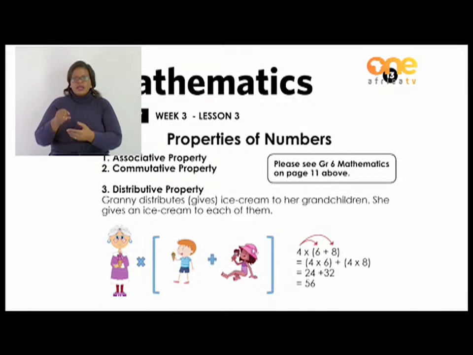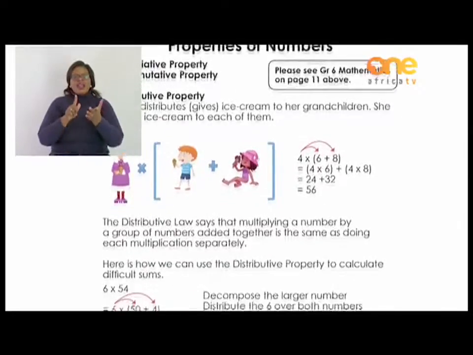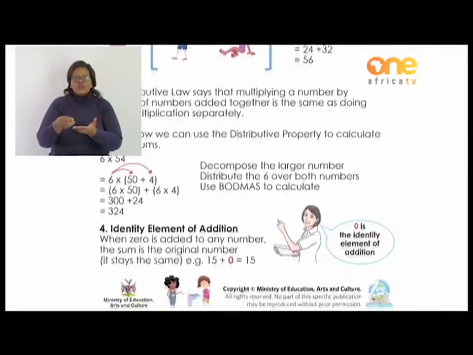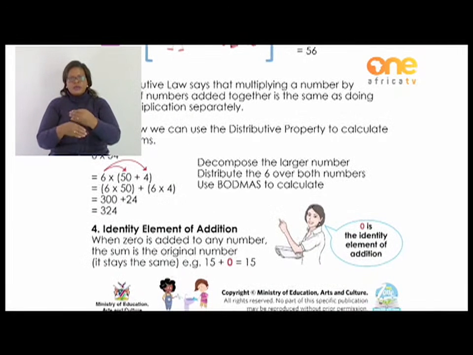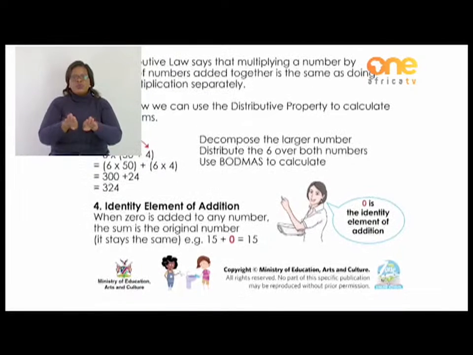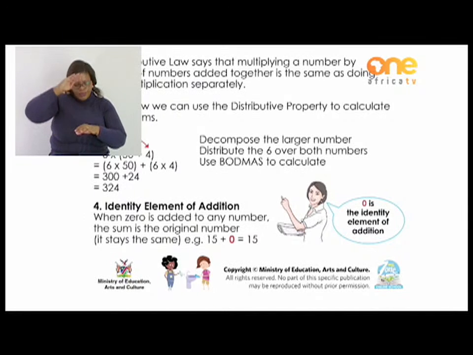So below, the distributive law says that multiplying a number by a group of numbers added together is the same as doing each multiplication separately. Here is how we can use the distributive property to calculate difficult sums. So we have 6 times 54. So we have to expand 54.